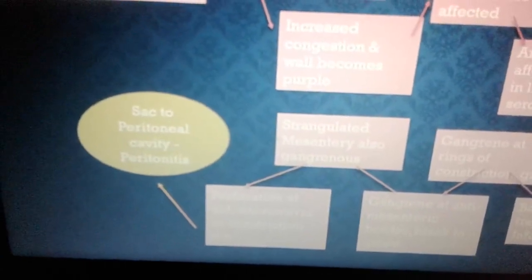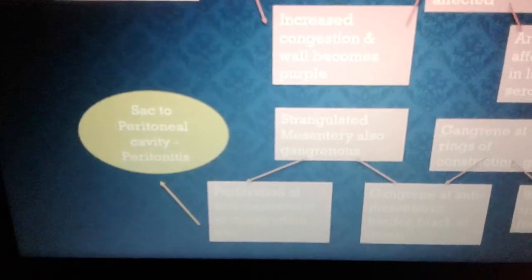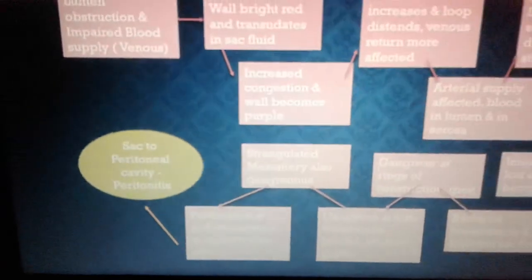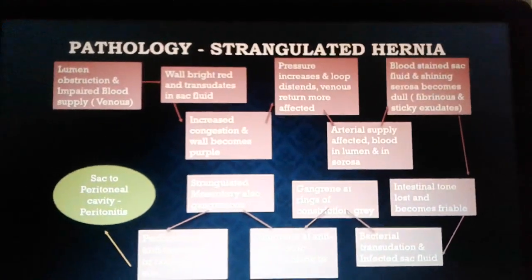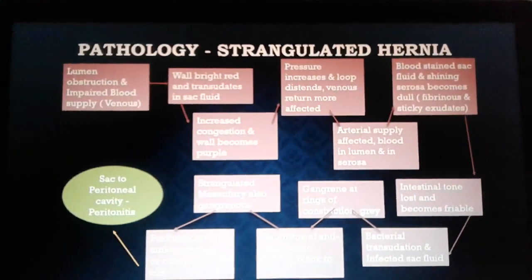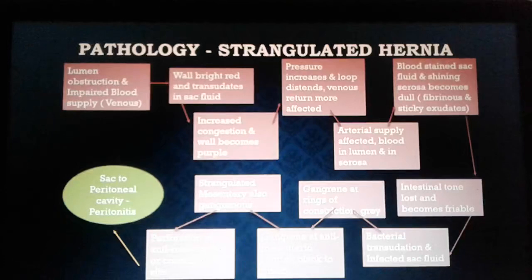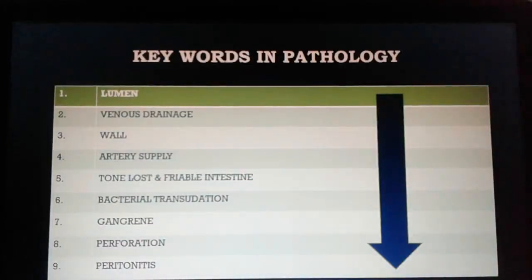The same keywords: the lumen, venous drainage, wall, arterial supply, lost tone, friable intestine, bacterial transudation, gangrene leading to perforation. Finally, it leads to peritonitis. This peritonitis is a very threatening, life-threatening condition, so very urgent surgical intervention is required. These patients should be handled very carefully and urgently. We'll discuss how to manage these patients later on.